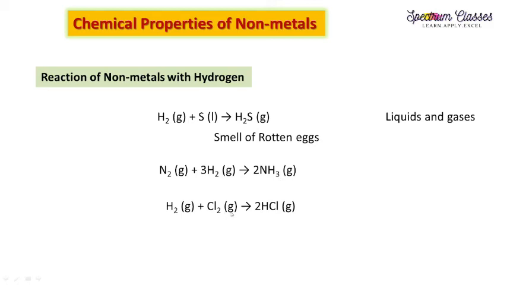Hydrogen on reaction with chlorine will give 2HCl. Hydrogen on reaction with oxygen will give H2O. These are the reactions of hydrogen with different non-metals. These are all covalent in nature and they do not conduct electricity in the liquid form, in solution, or in the molten form. And their state of matter is basically liquid and gases. This is all about the chemical properties of non-metals which are given in your syllabus.